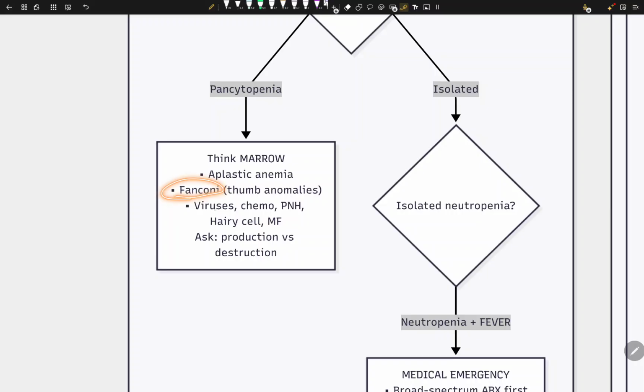These are super high yield buzzwords. We have Fanconi syndrome, very rare. We have viruses that can induce pancytopenia. We have chemo that can induce it. We have PNH, right? The CD55. I hope you remember. I hope I remember, not you. And then we have hairy cell. Then we have MF, right?